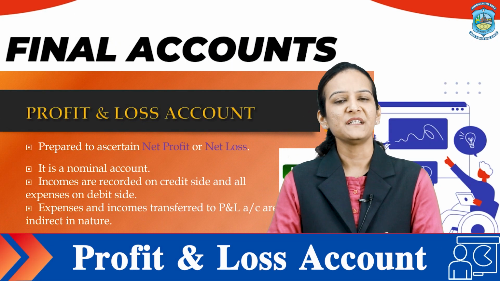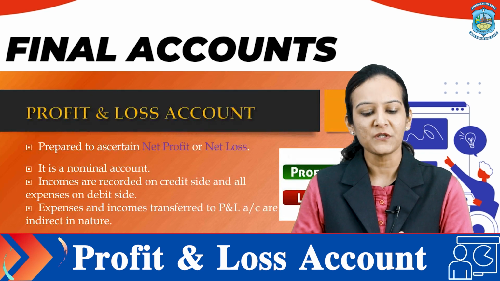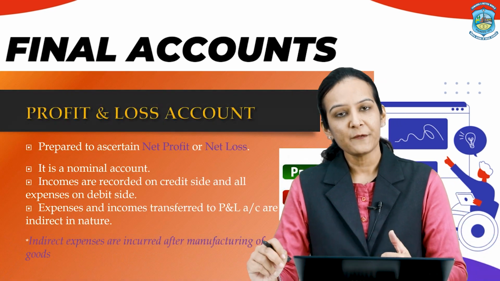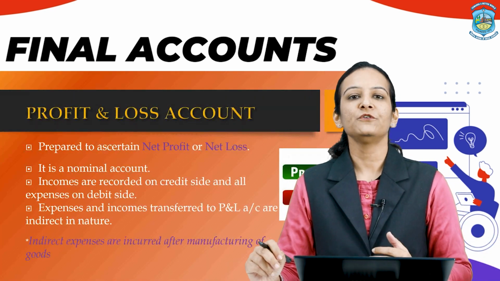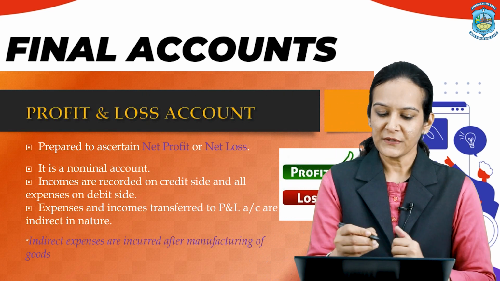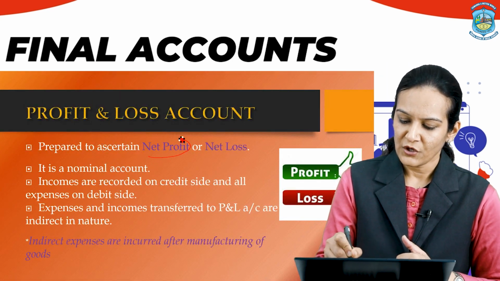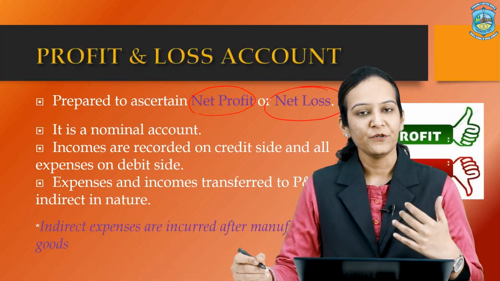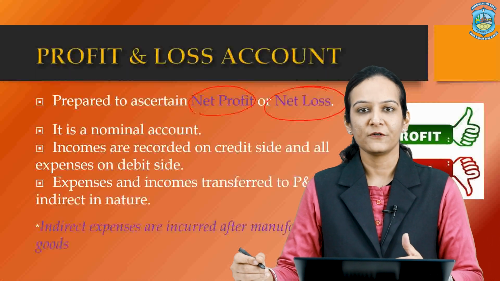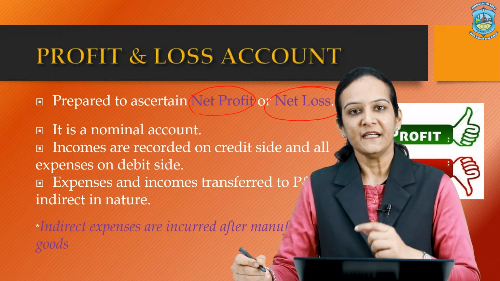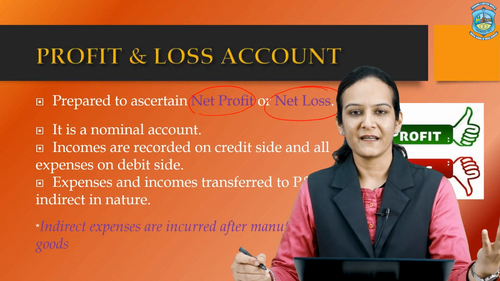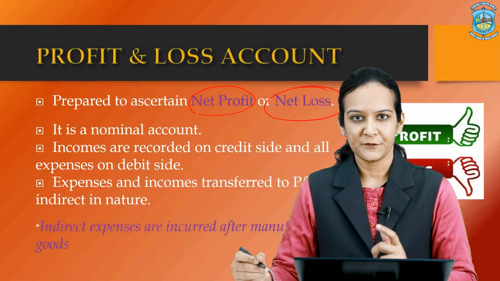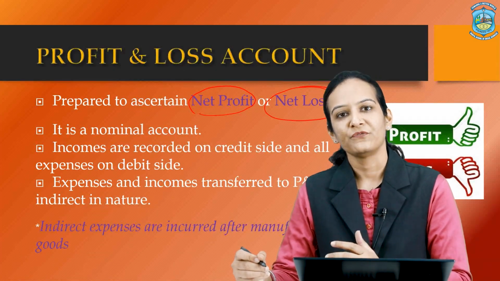After the trading account, the next very important type of final account is your profit and loss account. Now, what is the objective of preparing the profit and loss account? The objective is to calculate the net profit or net loss of the business. It is again a type of nominal account, that is, it again records the expenses and incomes. Direct expenses go to the trading account. So, what are the expenses that come under the profit and loss account? All the indirect expenses are recorded in your profit and loss account.